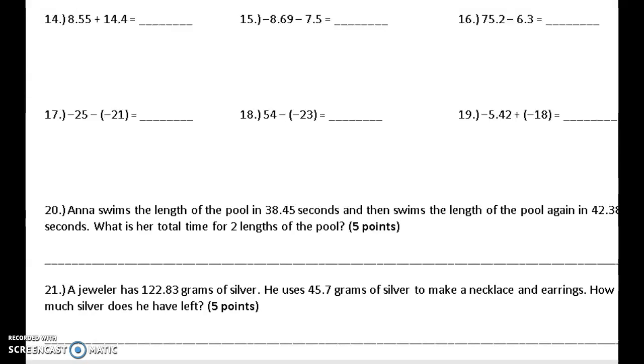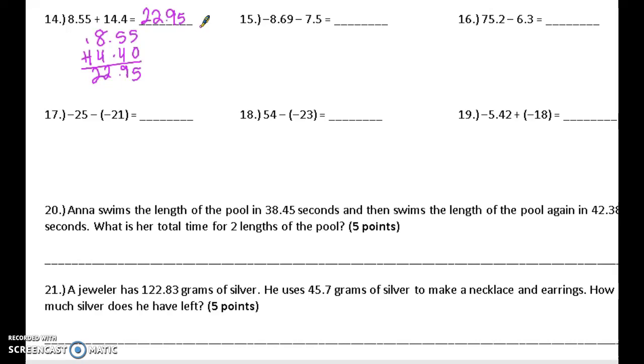For number 14, both numbers are positive, and I'm adding, so I'm just going to add the numbers. Line up your decimals. Fill in any places that need a 0. 5 plus 0 is 5. 5 plus 4 is 9. 8 plus 4 is 12. And 1 plus 1 is 2. Both numbers are positive, so my answer is positive 22.95.